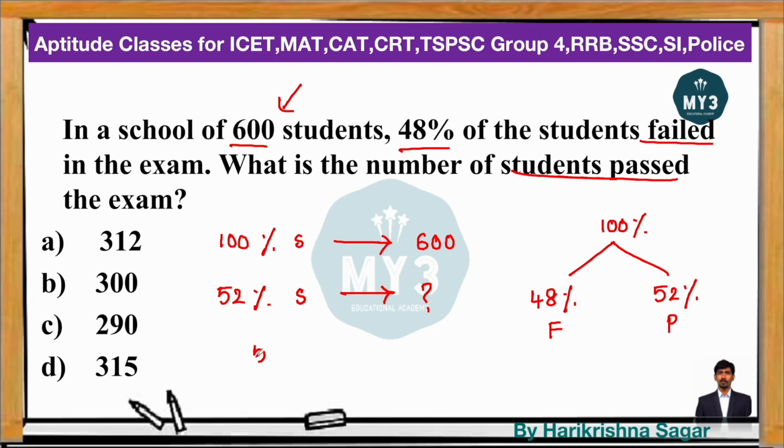So apply basic unitary method to arrive at the answer. 52 divided by 100 into 600. Further simplification is possible. 6 into 2 is 12. 6 into 5 is 30. 30 plus 1 is 31. So 312 will be the possible value, or the answer option A.